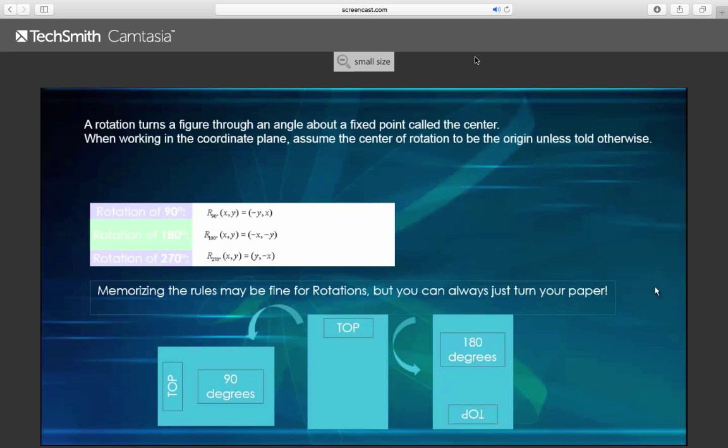There are rules for rotations, and I wrote down the positive directions for you, but again, memorizing may not be all that good for any of the transformations. I don't have any of the rules memorized, but I know how to turn my paper, or I know how to move the points to get my rotations. So here's what I do.